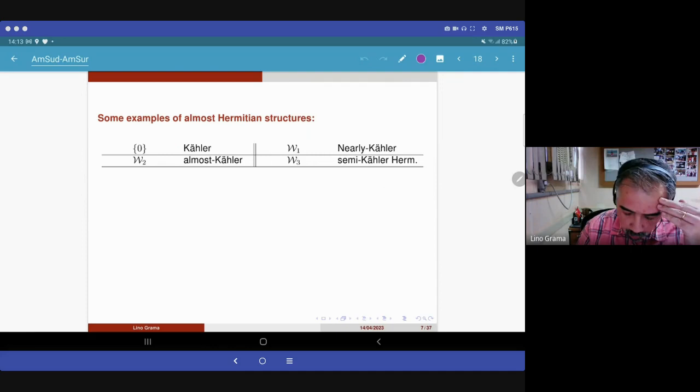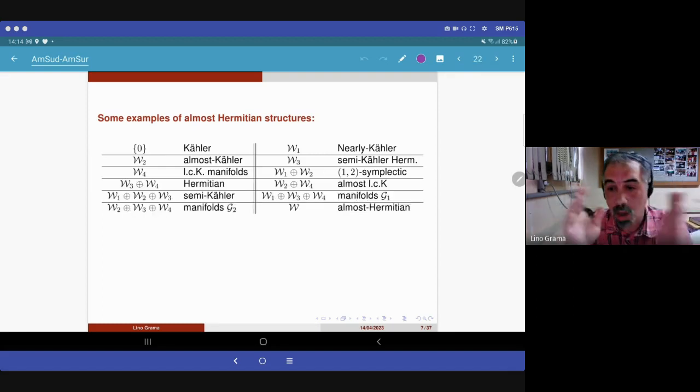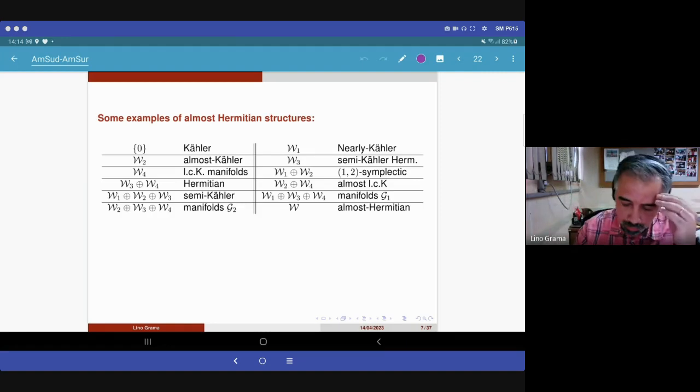We have W2 almost Kähler, W3 semi-Kähler Hermitian, W4 LCK manifold, locally conformal Kähler, and W1 plus W2 1-2 symplectic. And this depends on how you split the tensor, the covariant derivative of the fundamental two form. We have 16 classes. Okay.